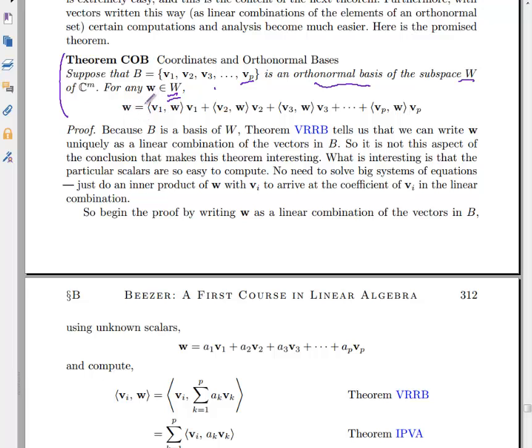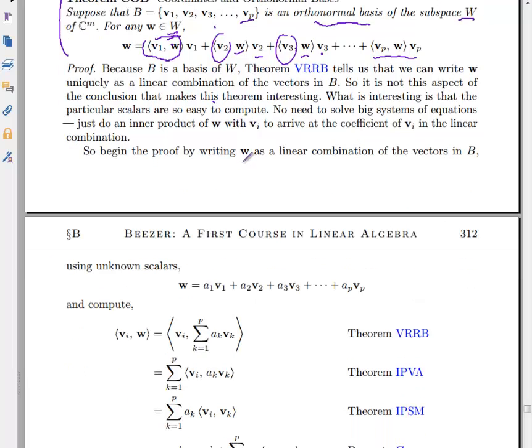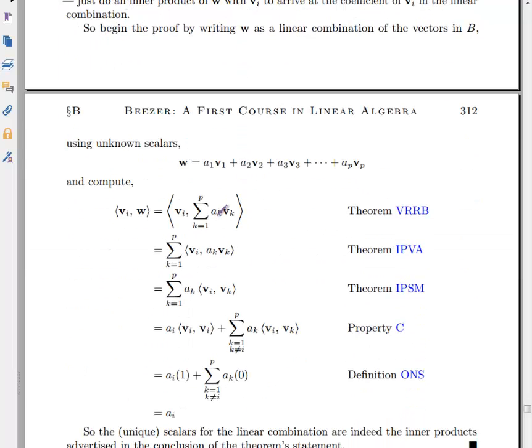W equals inner product of the first basis vector with W times the first basis vector plus inner product of the second basis vector with W times the second basis vector plus inner product of the third basis vector with W times the third basis vector, etc. Okay. Now, why does this work? Well, if we know that W is in the subspace, we know it can be written as a linear combination. And we can take the inner product of both sides of this equation with each basis vector in turn. So that's what's done here.